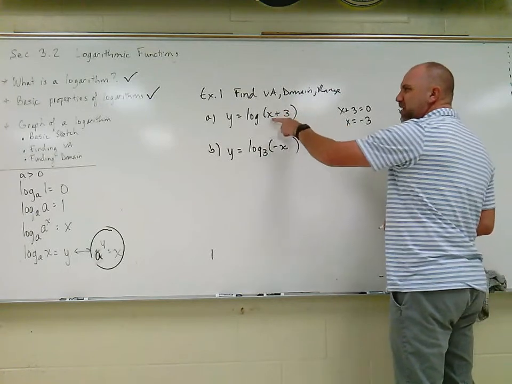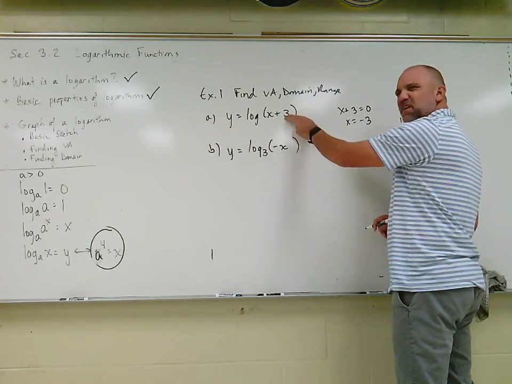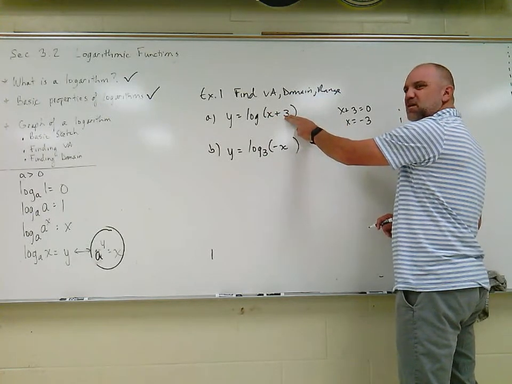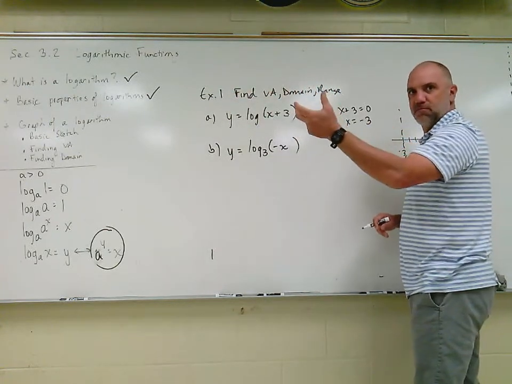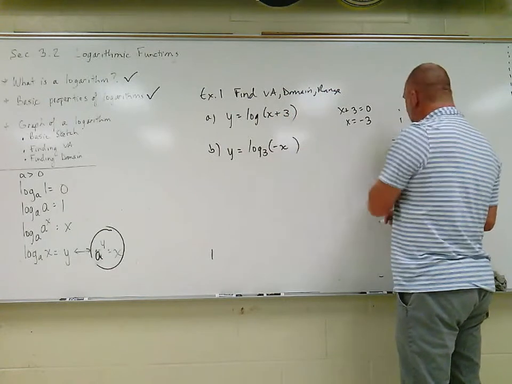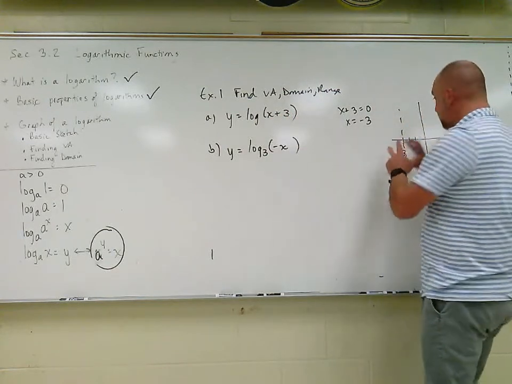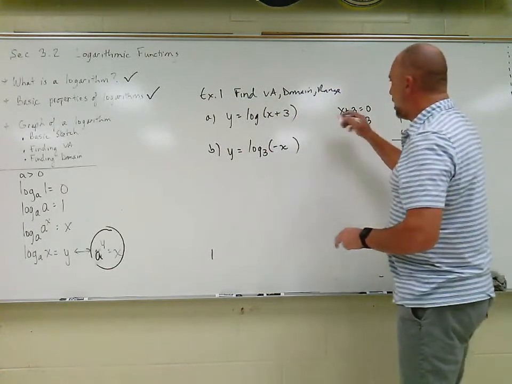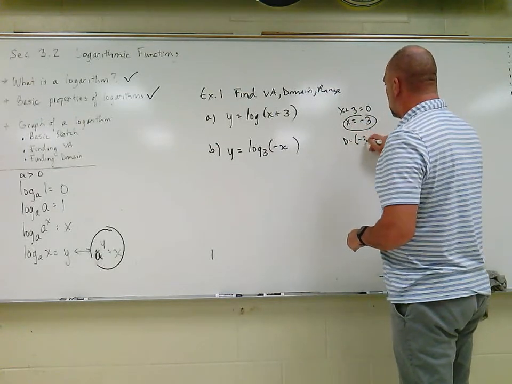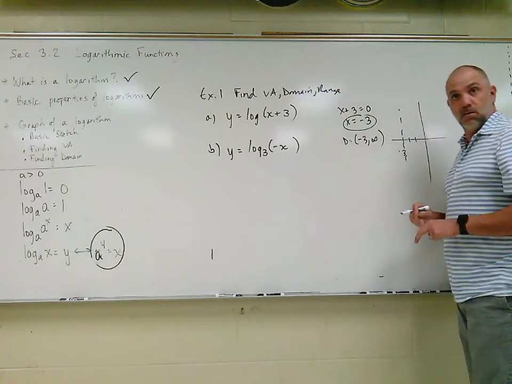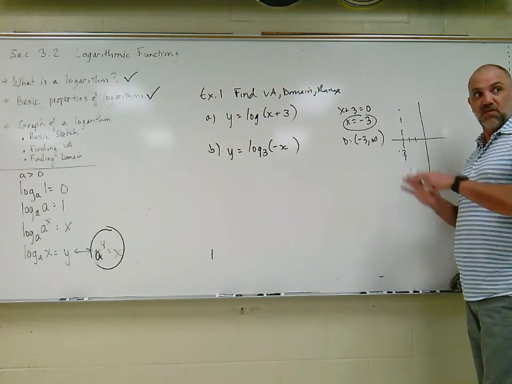Well, if I tried to plug in a -4, I would get a negative, and I can't do log of a negative. If I try to plug in a -5, I would get -2. I can't do log of a -2. So I know everything has to be right of -3. Even if I don't have the picture, I know that there's my vertical asymptote. I know that my domain has to go -3 to infinity. Okay, without even drawing it.